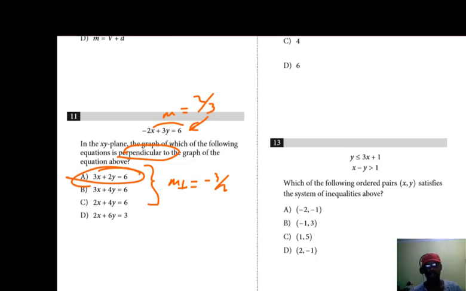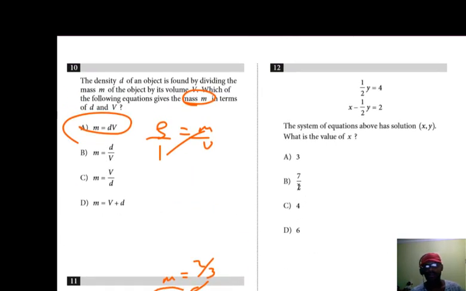So the answer is A. So let's move on to this side.